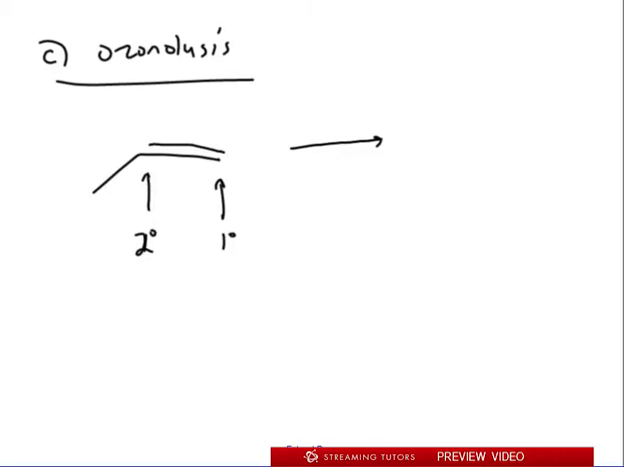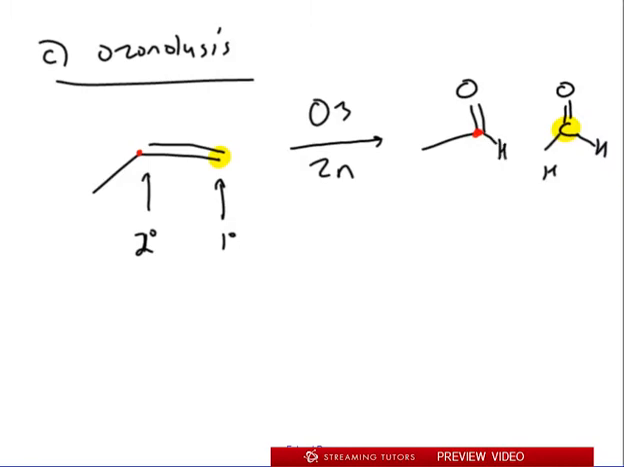So this carbon on the left has 2 carbons touching it. This carbon on the right has 1 carbon touching it. Well, when you do ozonolysis, O3 and zinc, then you break the double bond and they become double bond O, right? So here's the yellow carbon right here, and if it has H's on both sides, it's formaldehyde. Here's the red carbon, and if it has 1 carbon touching it, that means it has an H, and that makes it an aldehyde. So ozonolysis is also a way to make aldehydes.